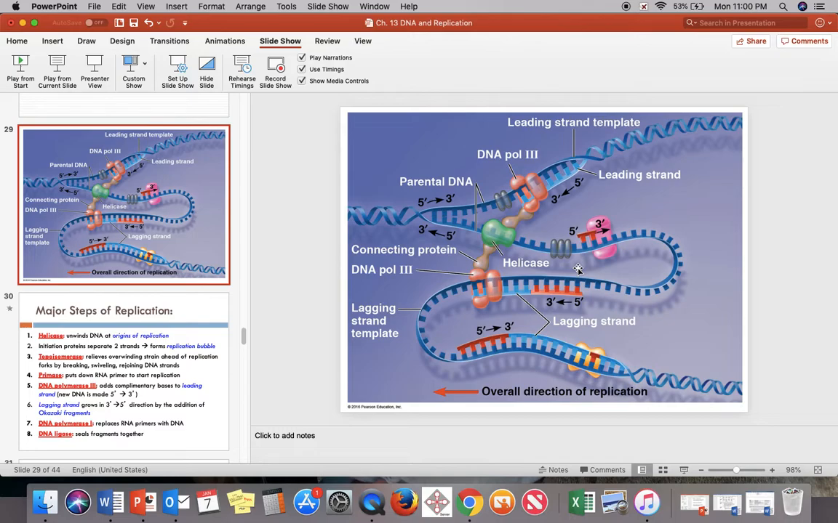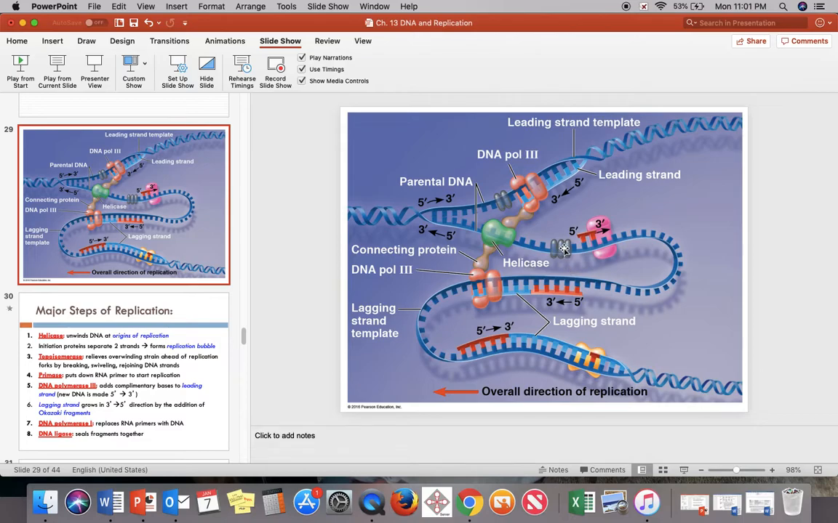I can't even think straight here. Sorry guys, hold on. Single strand binding protein. My gosh. Okay, fast forward through that indefinite pause there, please.